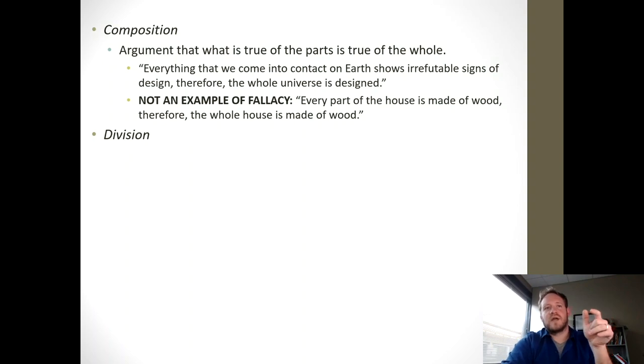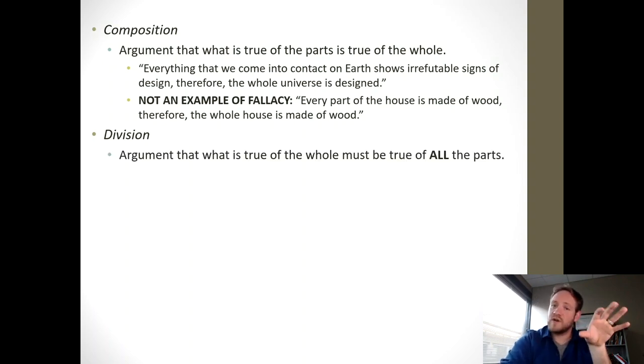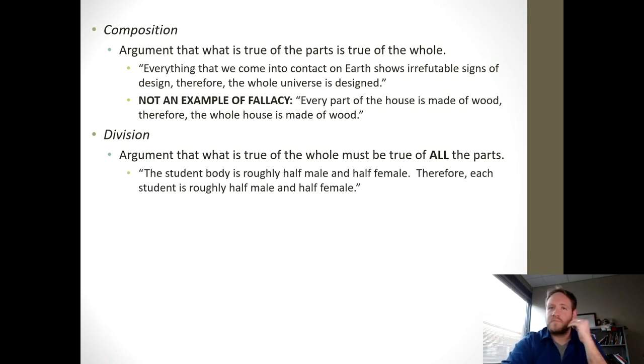The division fallacy is the way that I was talking about going the other direction, starting from the whole and then saying it's true of all the parts, right? So we could say the student body is roughly half male and half female, therefore each student is roughly half male and half female, right? That would be a fallacious argument, and the problem that we're committing there is trying to go from the whole to something that all the parts have to have, right? When we make these part-whole arguments, we have to explain also why this part can apply to the whole and why this characteristic of the whole can also apply to the parts, right? We have to go into a little more detail with that.